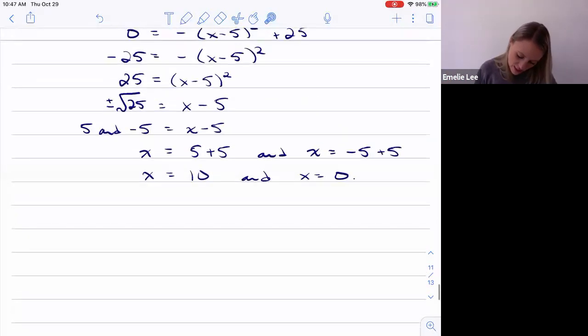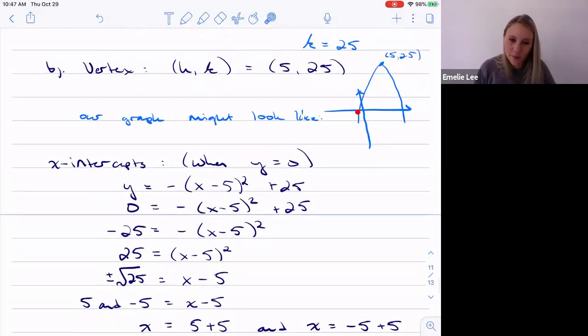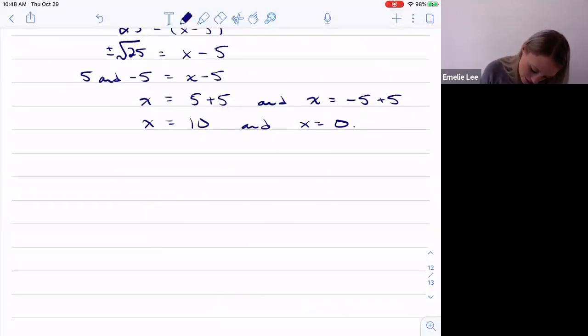What this tells me is that I did a poor job drawing it here. It should go through 0, so I would adjust my graph a little bit, but then this is at 10. Close enough.